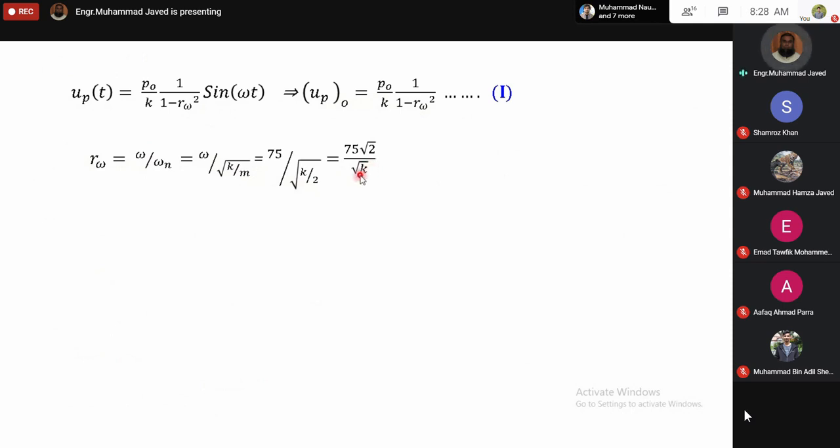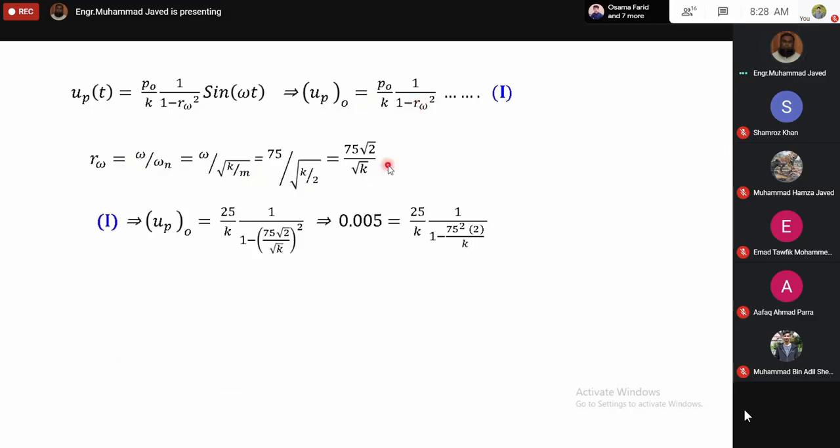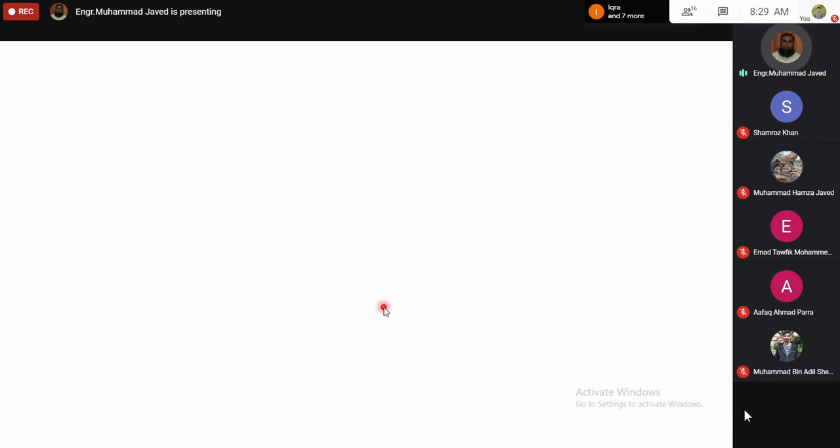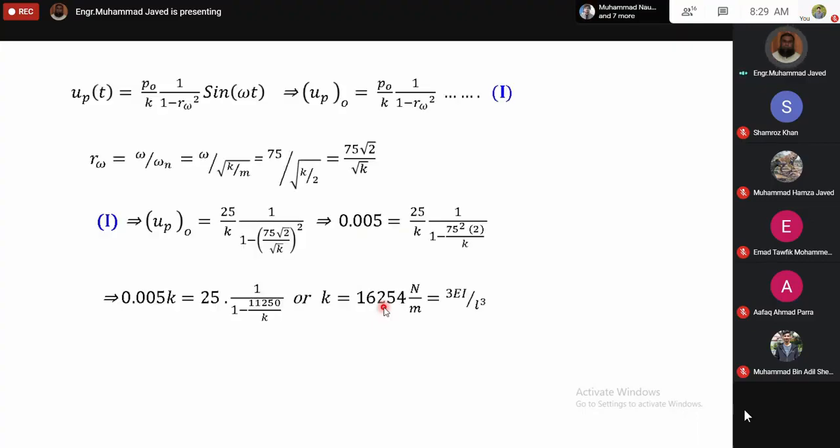If we substitute this value of r omega in equation 1, we have this equation which can be simplified to find the value of k, which comes out to be 16,254 Newton per meter. So the stiffness required to limit the steady state vibration is 16,254 Newton per meter.